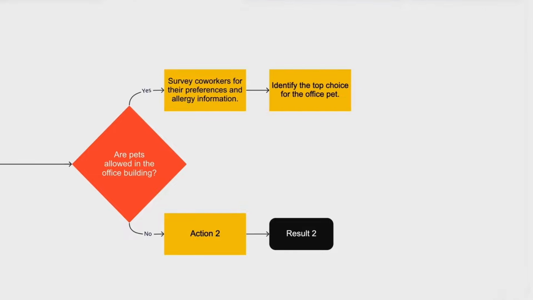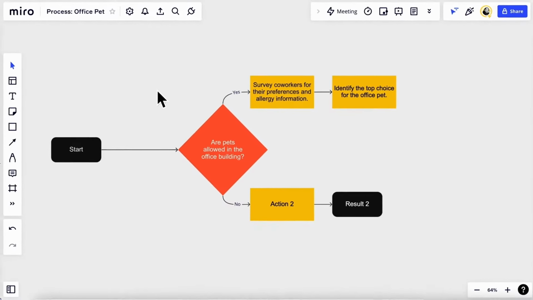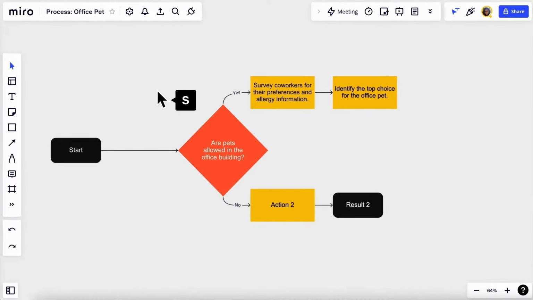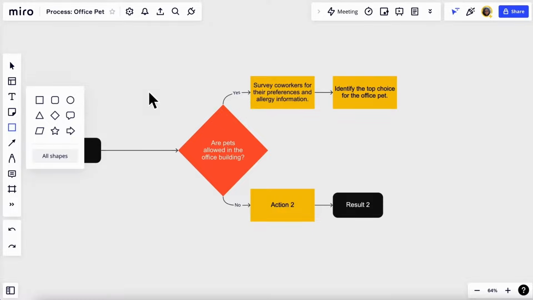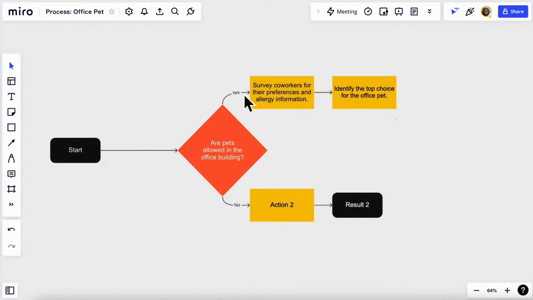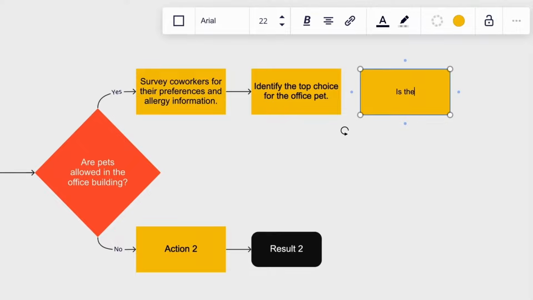Then let's add another shape for the next step. We'll press S to open the Shapes panel and select a rectangle. Then type, is the selected pet suitable for an office setting? Actually, this should be another decision.